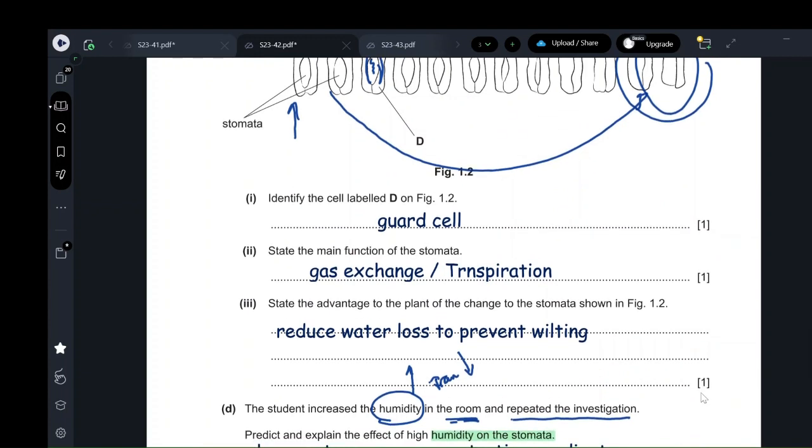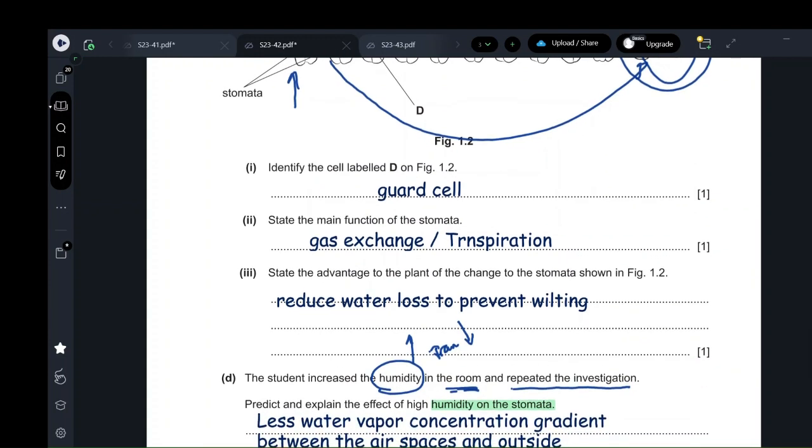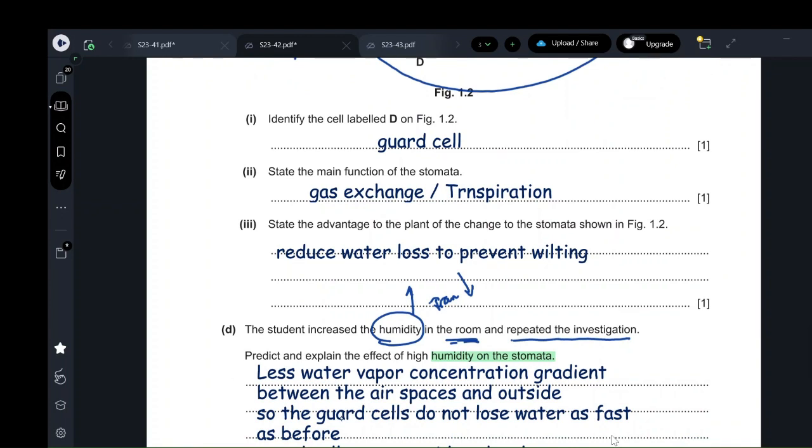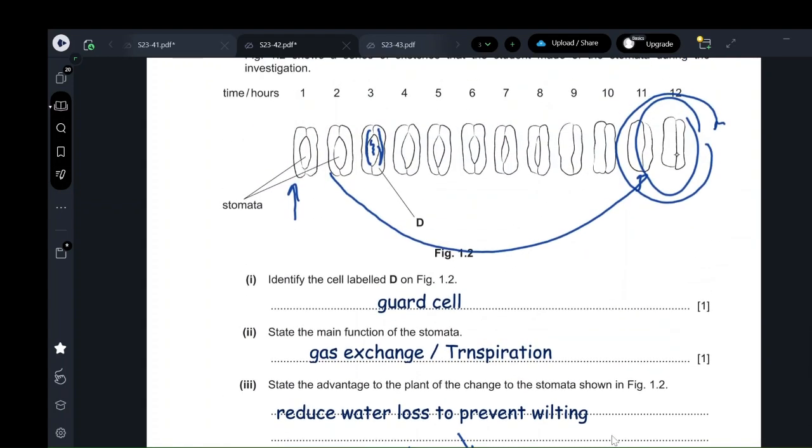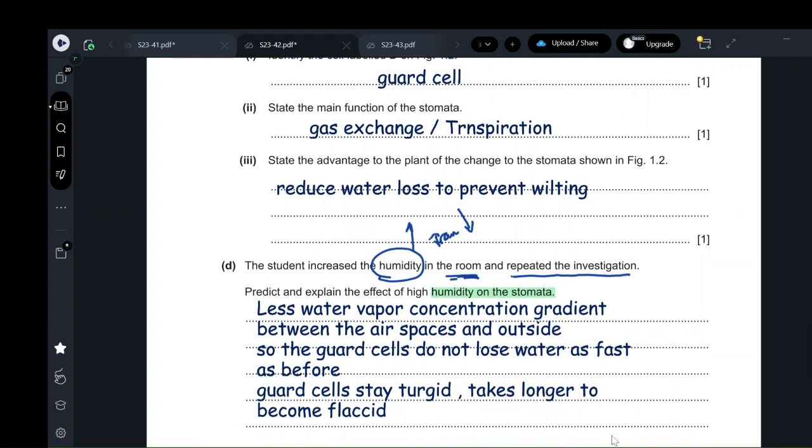When there is high humidity, there is a smaller water vapor concentration gradient. The difference between the concentration of water vapor in the leaf and outside is small. So the guard cells do not lose water as before, and therefore they will not become flaccid. They will stay turgid, or it takes longer to become flaccid.